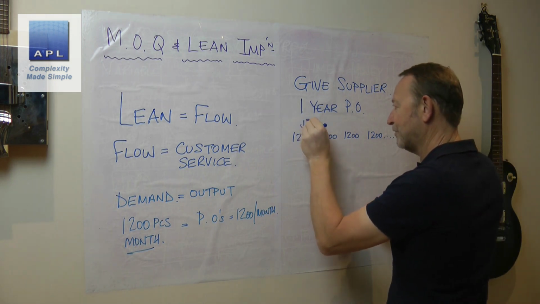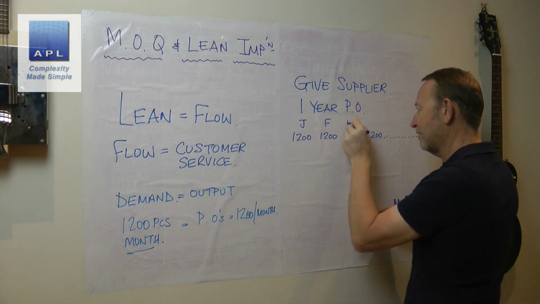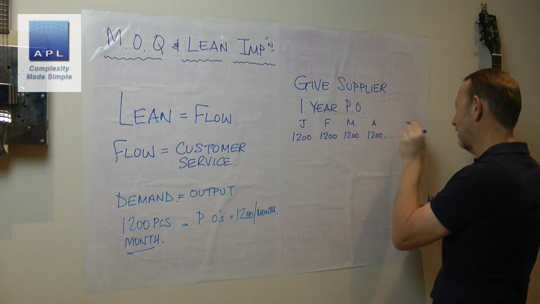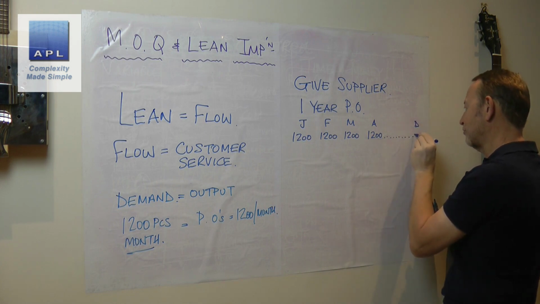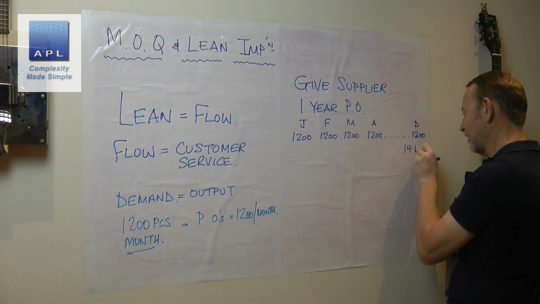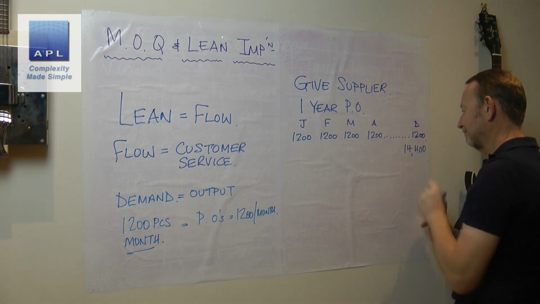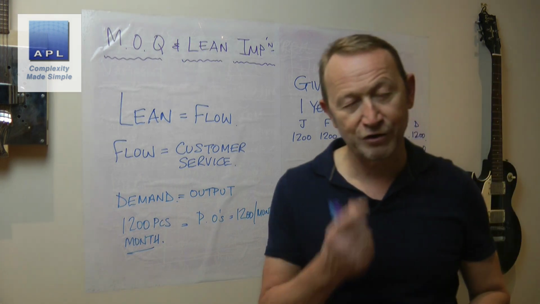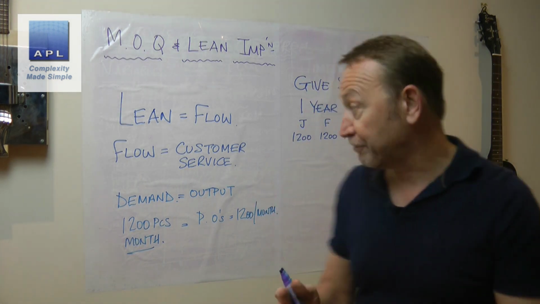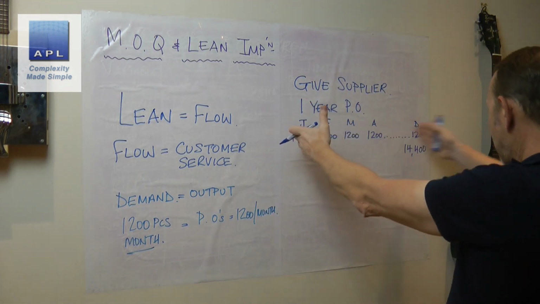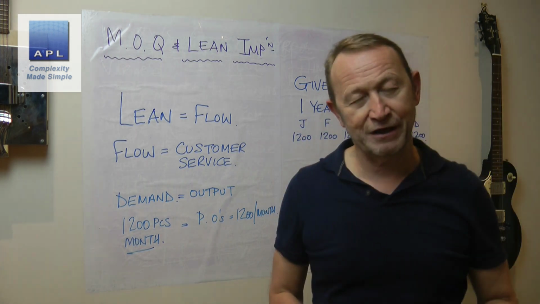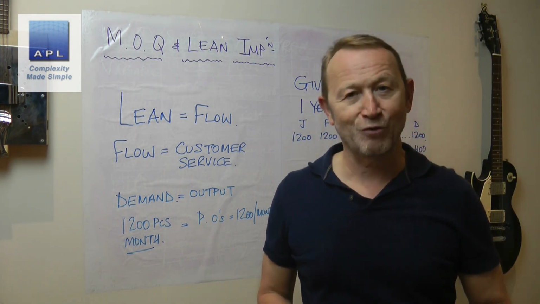Okay, so you tell them Jan, Feb, March, April, etc. all the way to December. So you're actually going to order 14,400. You're going to order a year's worth, but you give them the order spread across the year. Now that's the minimum order quantity.